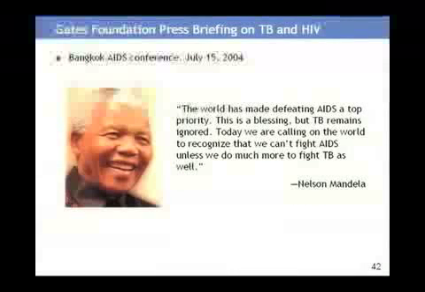I'll end with two quotes. First, from Nelson Mandela back in July of 2004 at the Bangkok AIDS Conference. He said that the world has made defeating AIDS a top priority. This is a blessing, but TB remains ignored. Today we are calling on the world to recognize that we can't fight AIDS unless we do much more to fight TB as well. Nelson Mandela had TB. He recognized that HIV and TB together, at least in Africa where he was, were having devastating effects on the population, and are having devastating effects worldwide as well.